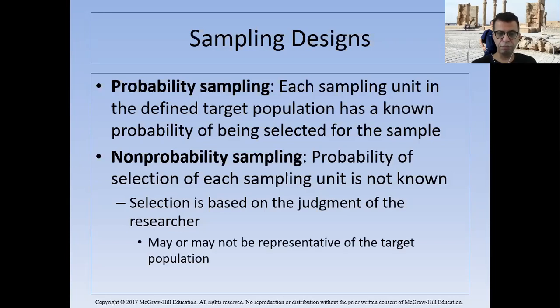And basically, it may or may not be representative of the target population. That's the effect that will eventually happen.